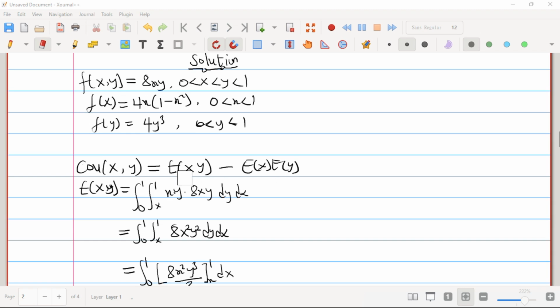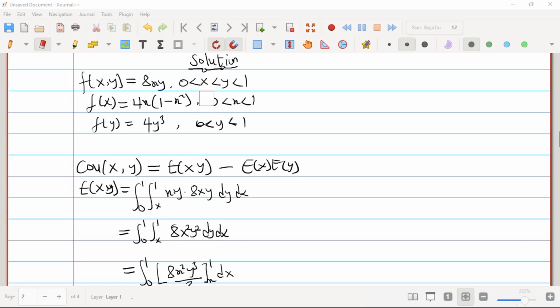So expectation of x times y will give us integral moving from 0 to 1, and the integral moving from x to 1. Here we are integrating with respect to y, and after that we do that one with respect to x. If you are integrating with respect to y first, it means that our y is lying between what? X and 1. So our lower limit is x, and our upper limit is 1. That's the reason why we had x to 1.